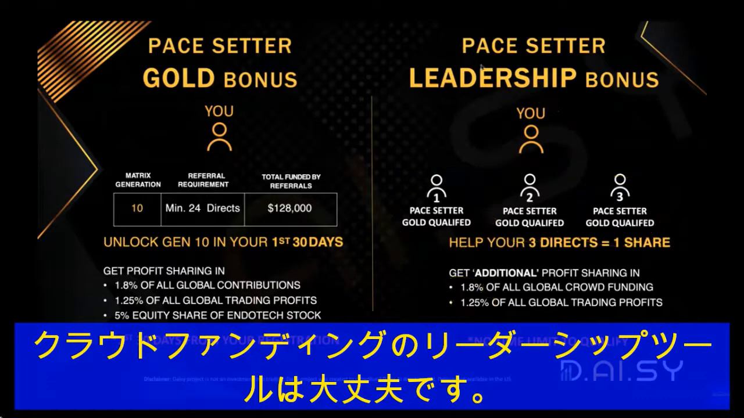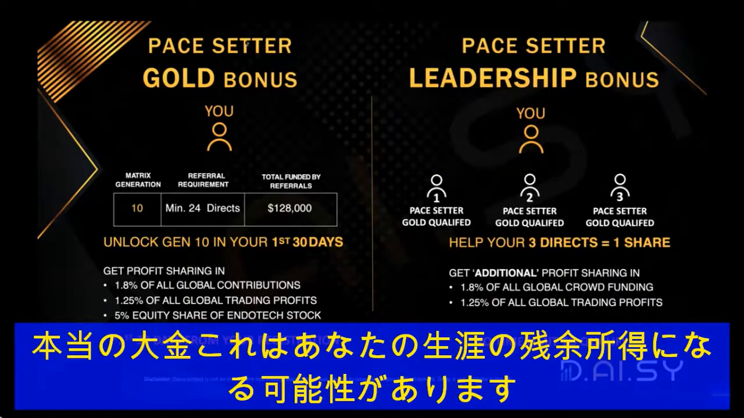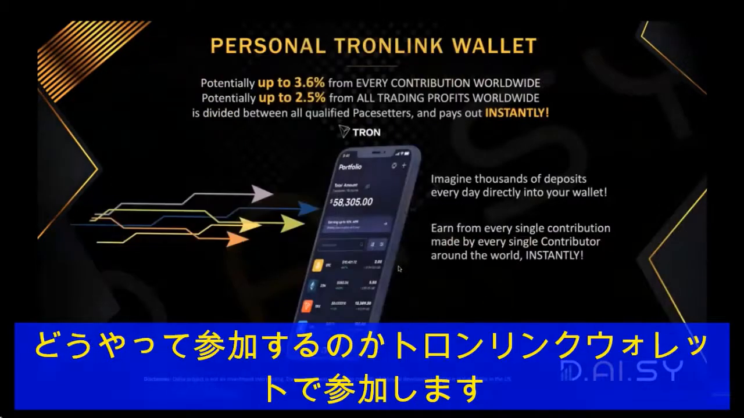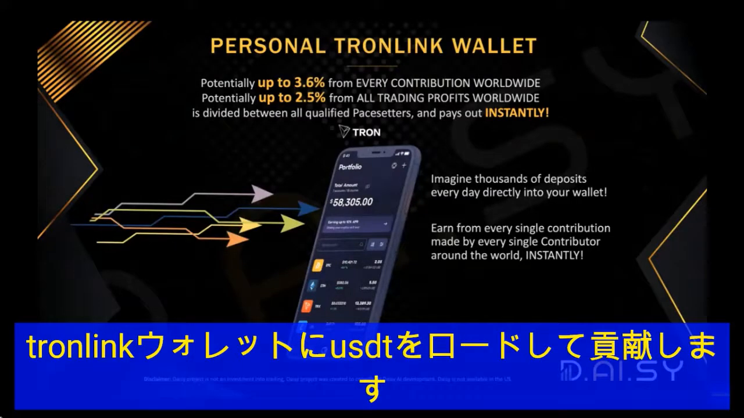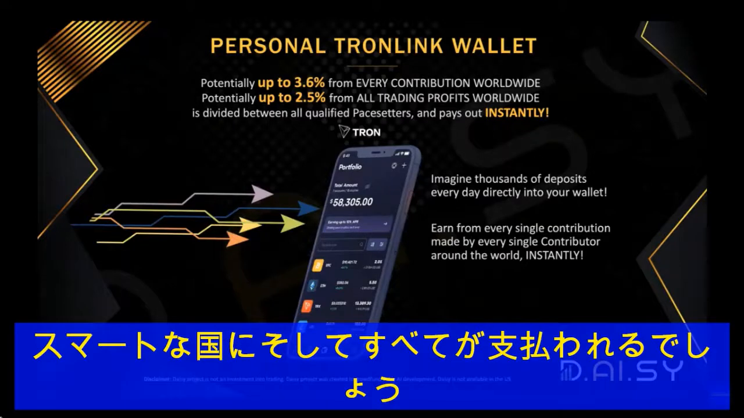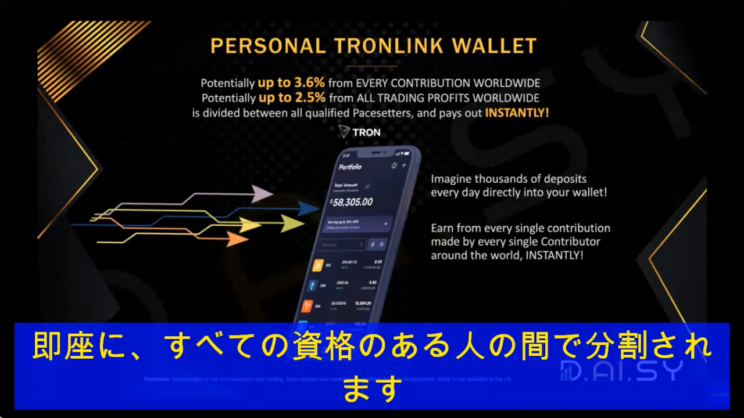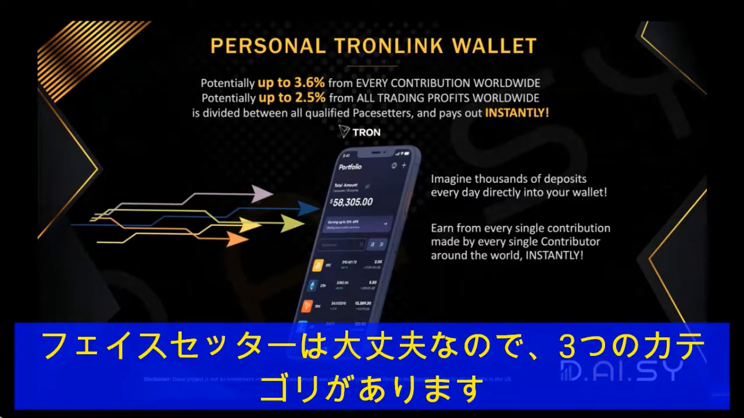Okay, and this can be real big money. This can be residual income for your lifetime. All right, so how do we participate? We participate with a Tronlink wallet, and we will load USDT on that Tronlink wallet and contribute to the smart contract. And everything will be paid out instantly and is divided between all qualified Pacesetters.